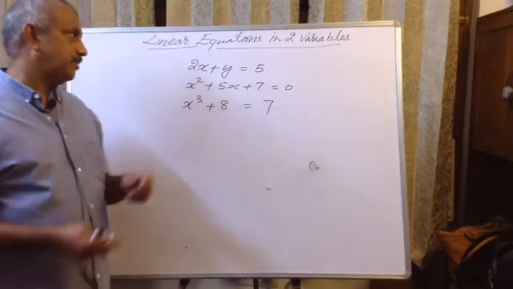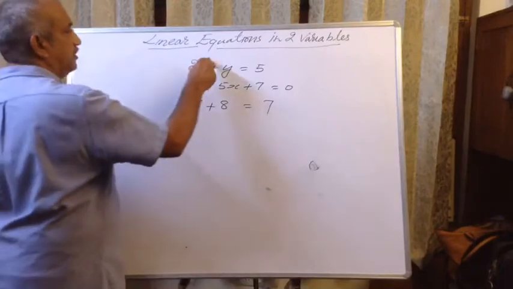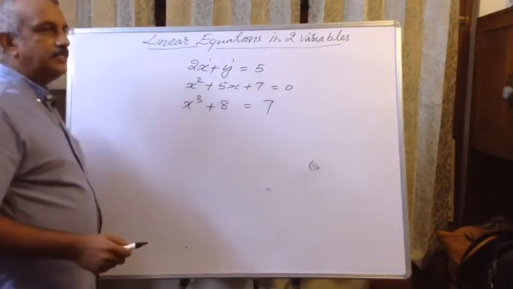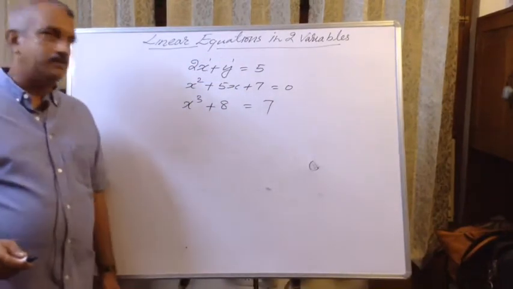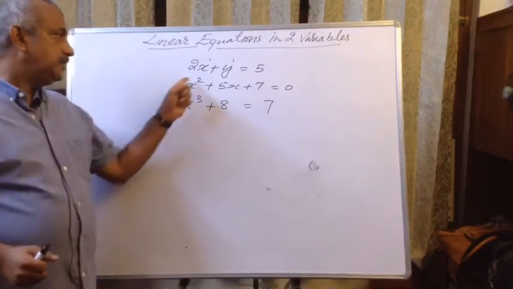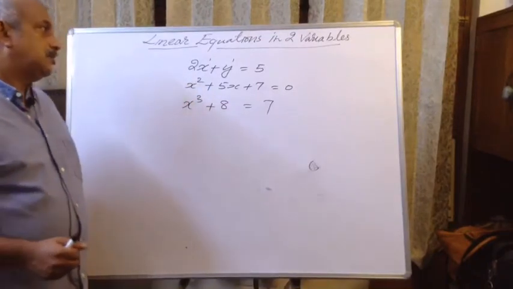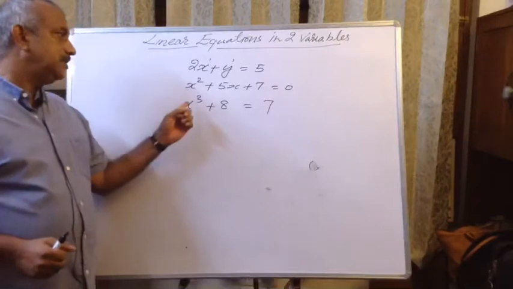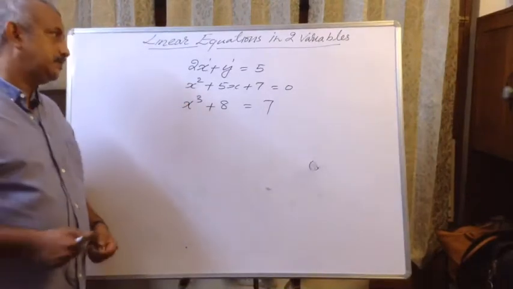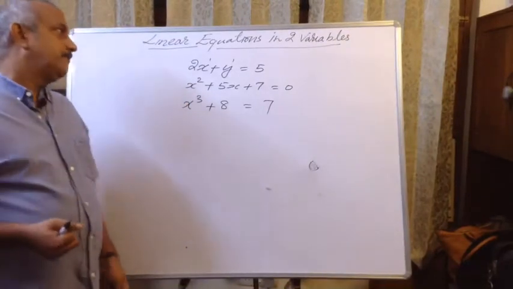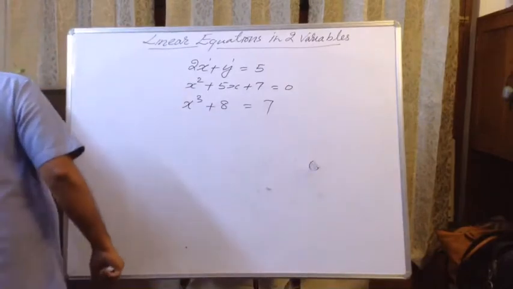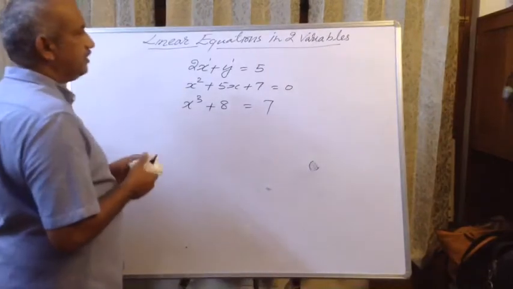In the first case the highest power is 1 only, so degree 1, so it is called a linear equation. Second one, degree 2, so it is a quadratic equation. Then degree 3, it is a cubic equation. So in this chapter we are learning about linear equations. That too, linear equations in one variable.